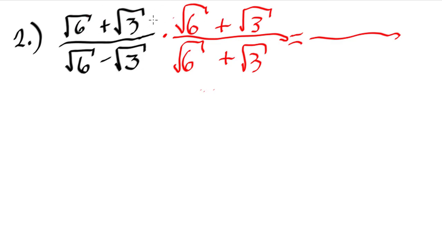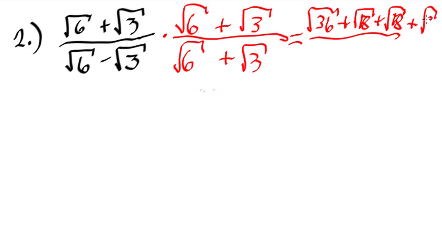This is actually the square of a binomial. Square root of 6 times square root of 6 is going to give us square root of 36. Square root of 6 times square root of 3 gives us plus square root of 18. Then the inner in the FOIL, square root of 3 times square root of 6, is still positive square root of 18. And the last, square root of 3 times square root of 3, gives us plus square root of 9.